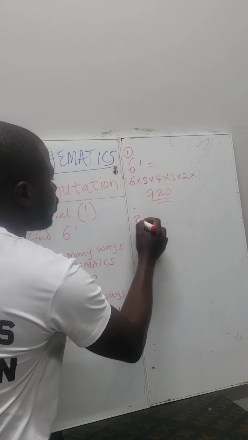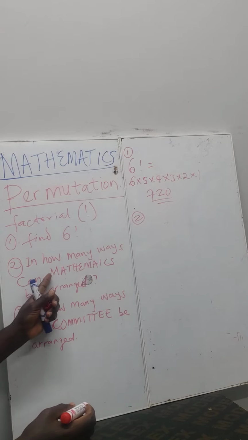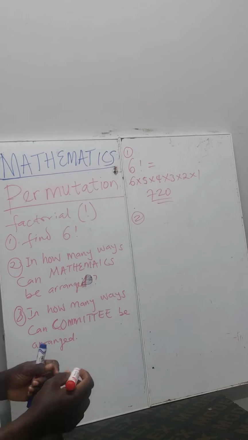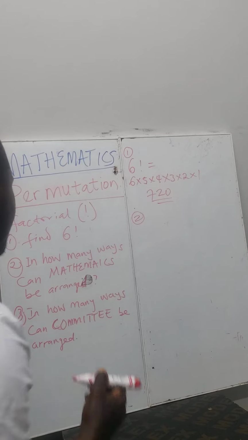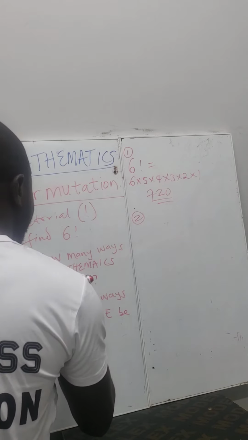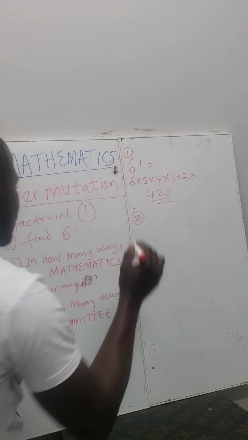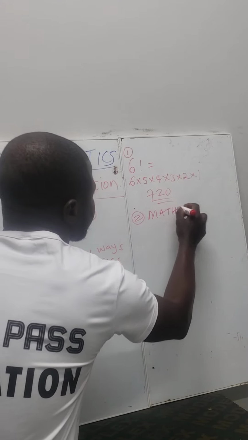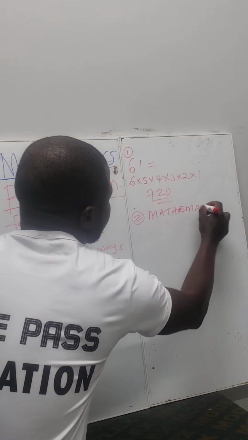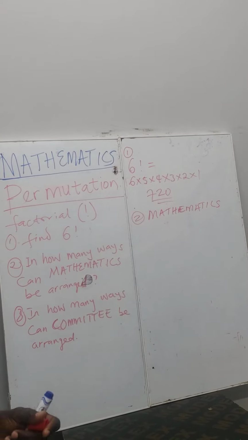So let's quickly go to number 2. Question number 2 says, in how many ways can the word mathematics be arranged? How many ways can we arrange mathematics as a word? This is the word mathematics. How can we arrange it? So the first thing that should come to our mind is, how many letters is this word mathematics?